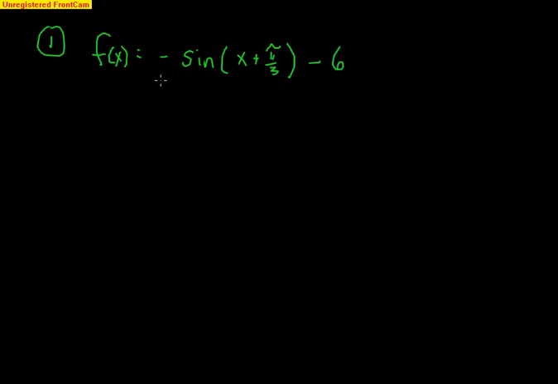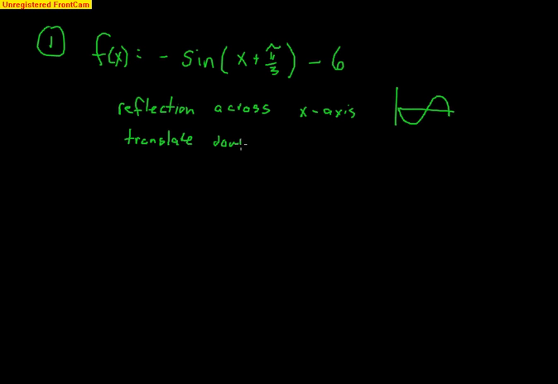All right, first off, the negative out front here is going to be a reflection. That's a reflection across the x-axis. Okay, so if I want to think about what that would do, that's going to make my sine start going down and then up. So it's going to switch the wave of sine. The minus 6 on the outside is going to be a translation, or it's going to translate down 6. So this whole graph is going to shift down. And then inside, that's going to be a translation left pi over 3. So the whole graph is going to shift to the left, pi over 3.